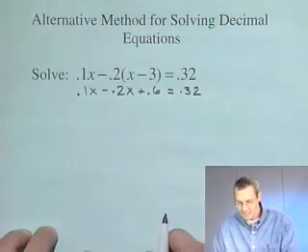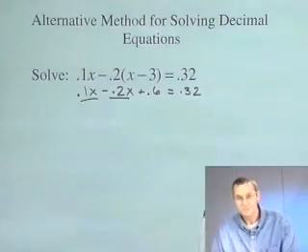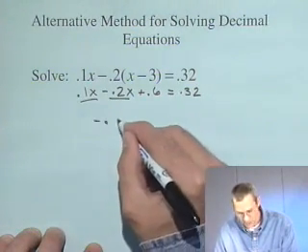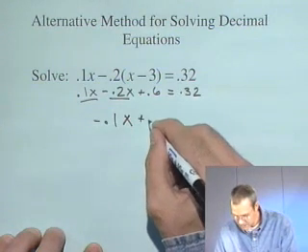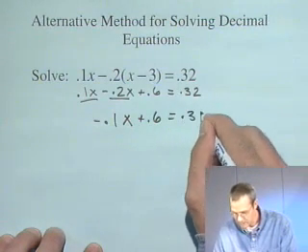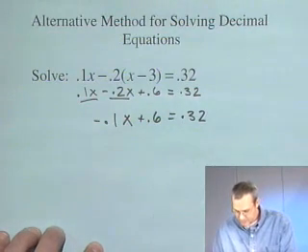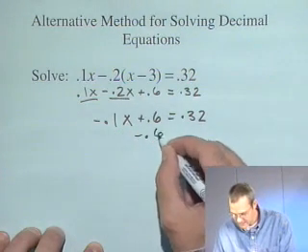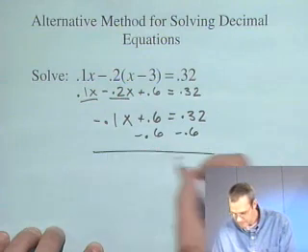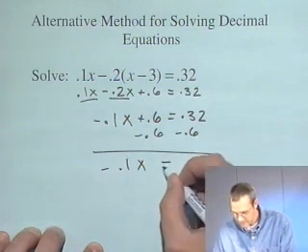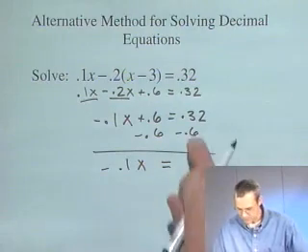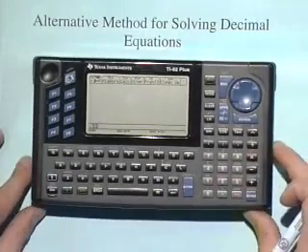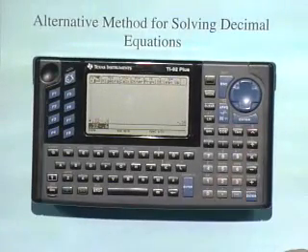All right. Now let's go ahead and combine our x terms. 0.1x minus 0.2x is a negative 0.1x, plus 0.6 equals 0.32. Okay. We're getting closer. We want to isolate the variable x, so let's go ahead and subtract 0.6 from both sides. Negative 0.1x. Let's go ahead and use our calculator to determine what 0.32 minus 0.6 is. 0.32 minus 0.6 is a negative 0.28.